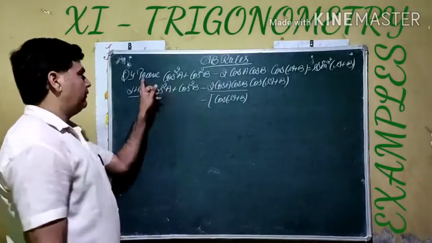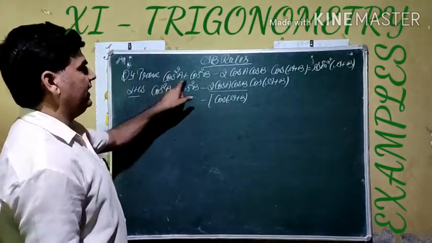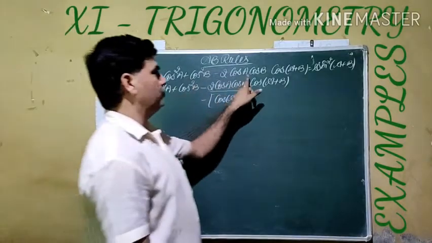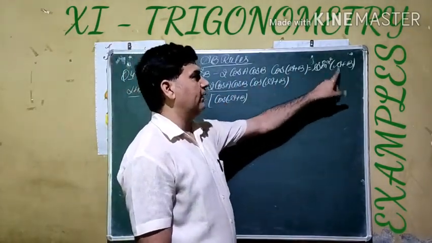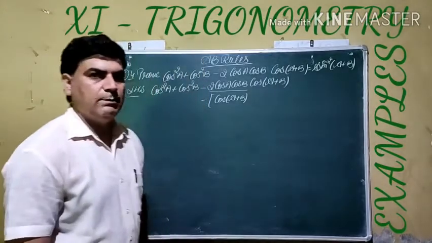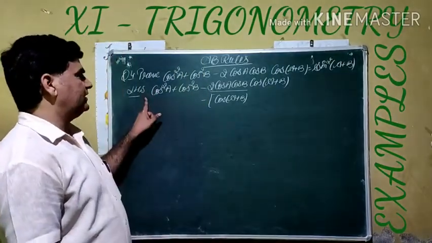Let's see our question number 4. Prove cos²A + cos²B − 2 cos A cos B cos(A + B) equals sin²(A + B). We are starting from the left hand side.